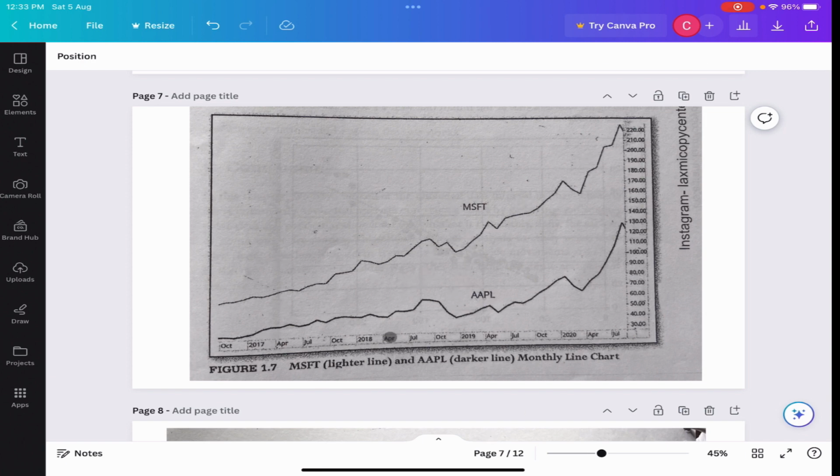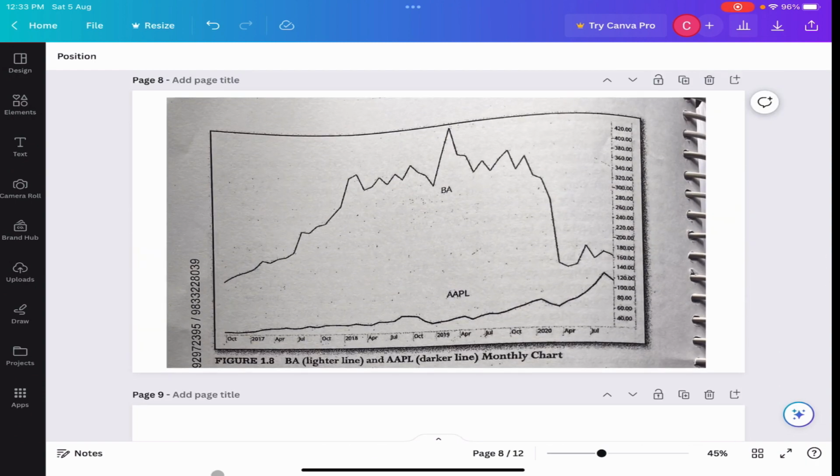But if you look at it, both are moving in the same direction. So this is showing me that they are highly correlated. They are highly related as both of them are moving together, right? That's what I can analyze by looking at this chart, by comparing both of them.